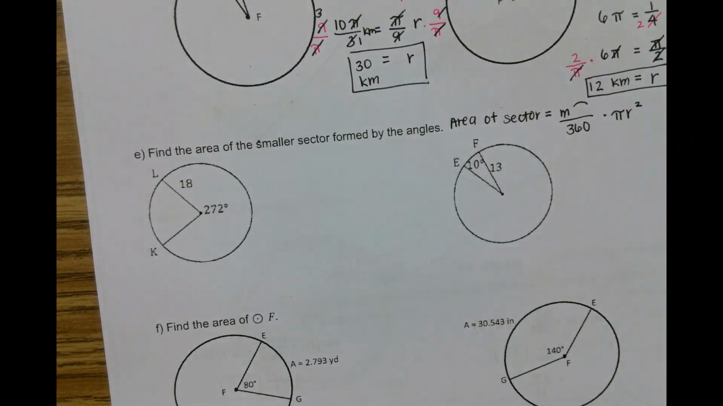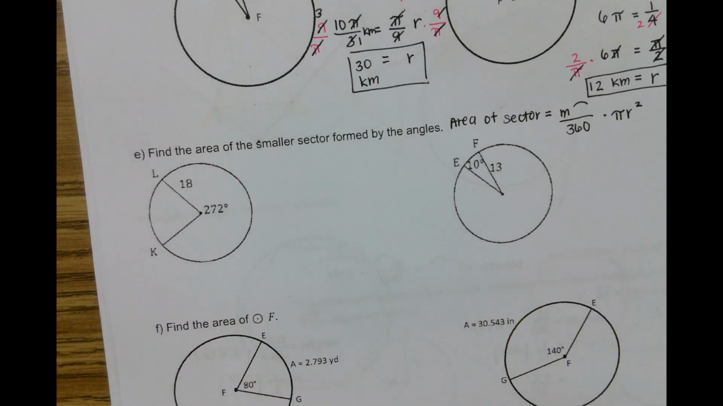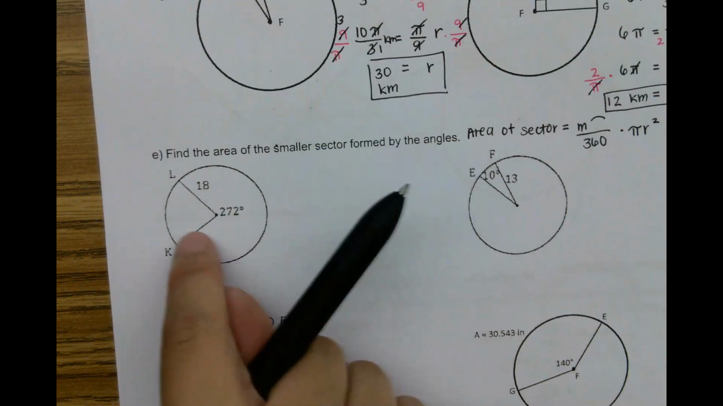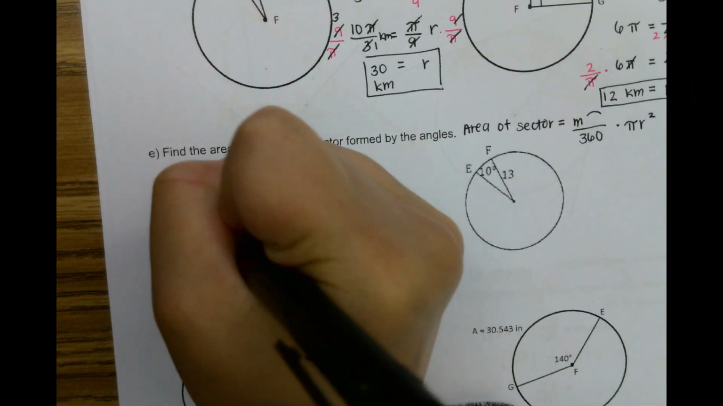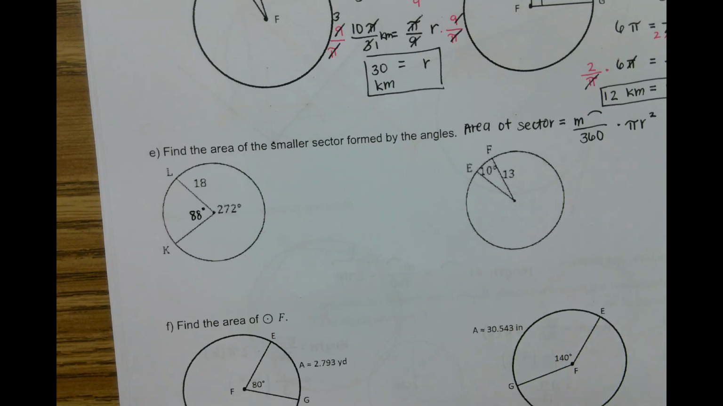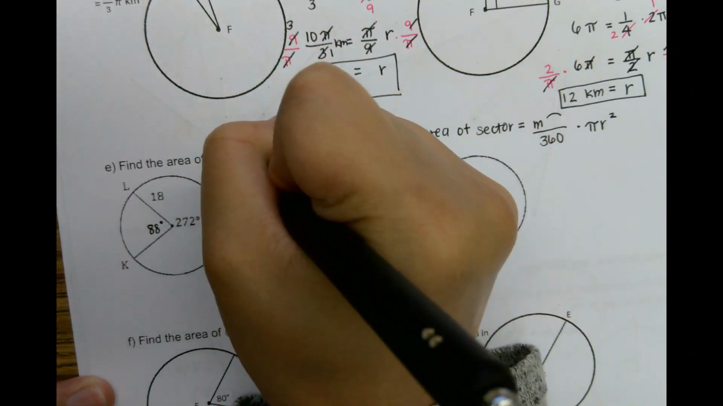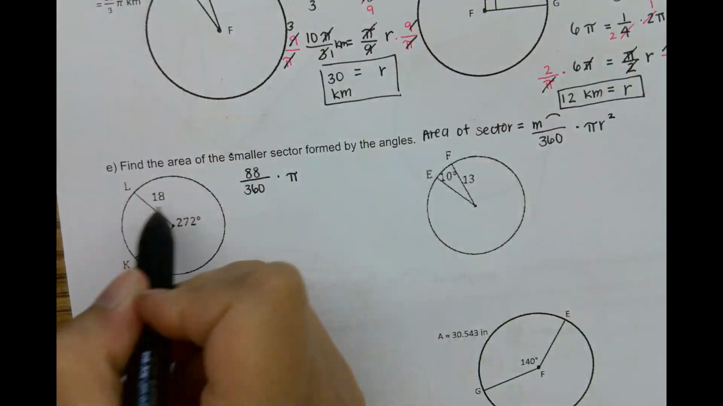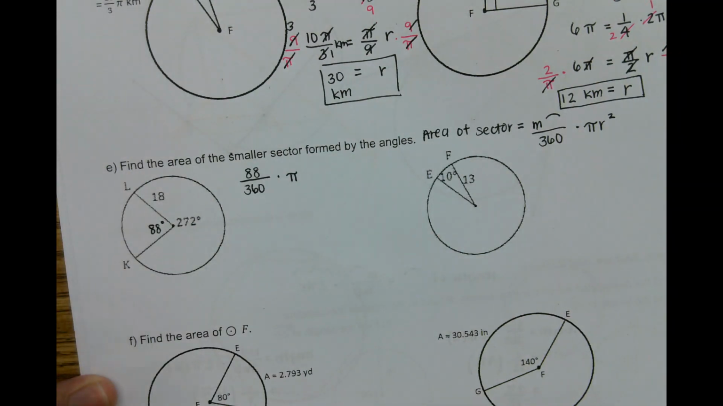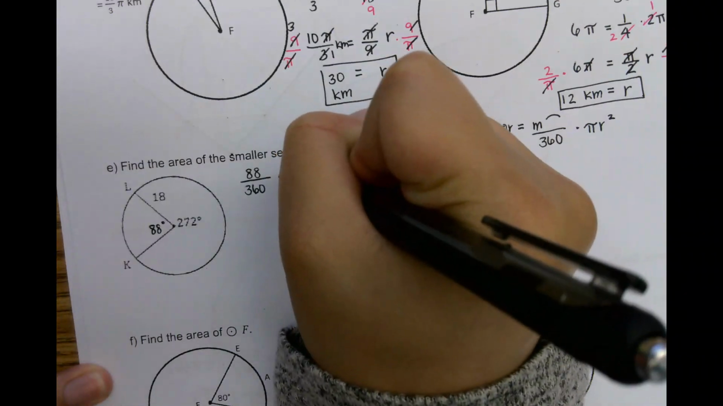Okay, so here we go. Okay, so I want the smaller sector, right? Remember to read the directions. So this one I want the smaller sector. So here, the larger part is 272 degrees. So if I do 360 minus 272, it tells me that this is 88 degrees. Okay, so here, area of sector, arc is 88, so 88 over the 360 times pi. Radius is 18, so 18 squared. Oh, sorry, I should write it down. 18 squared.